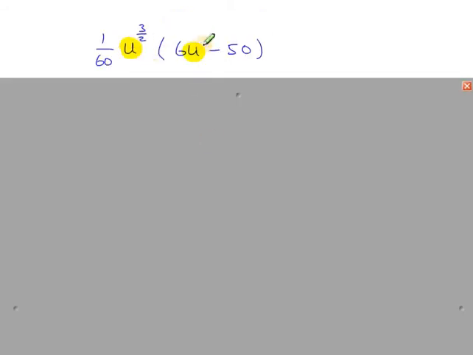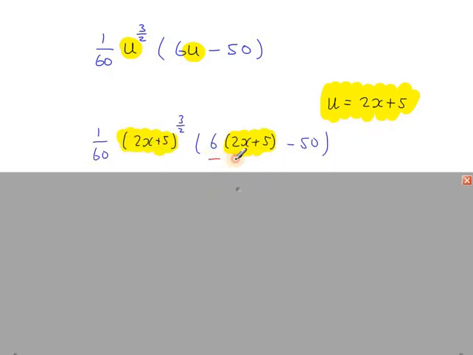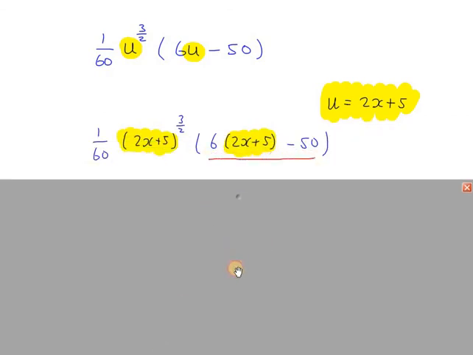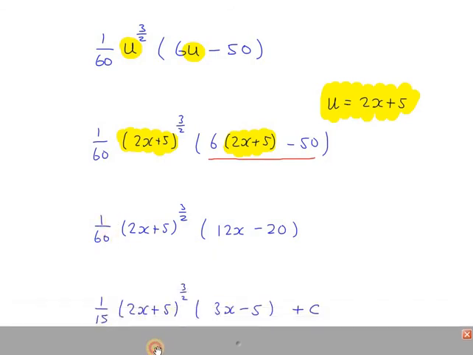Now we undo the substitution. Now simplify all of these terms. These are both multiples of 4, so we can factorize further by taking 4 out. So we get 4 over 60, which we can simplify to 1 over 15. That's everything done. Add on the constant of integration.